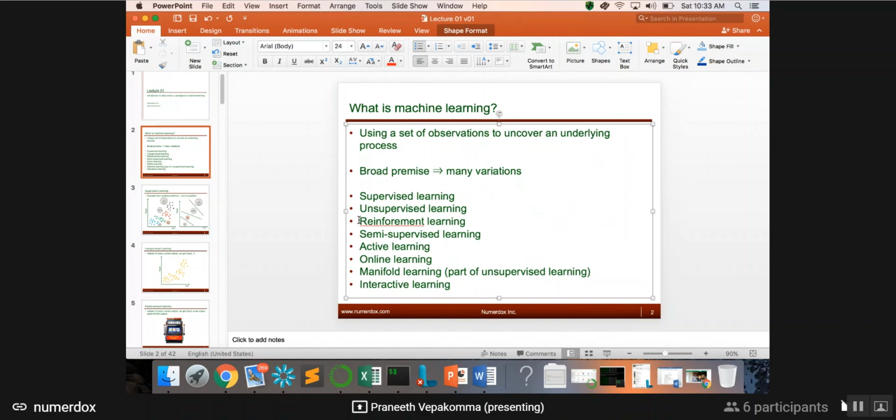Reinforcement learning is very useful when you're trying to game the system. So there's a system where you need to take actions and you get rewards, like I said. A good real-life example would be teaching your computer how to play chess. That's a very reinforcement learning problem.